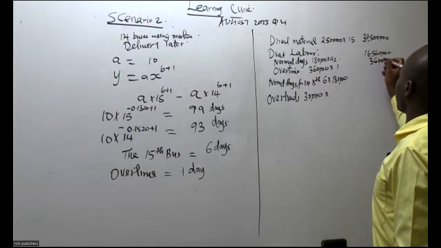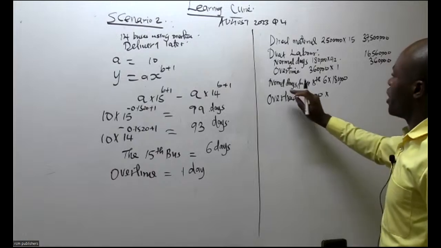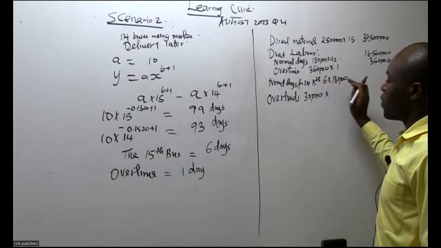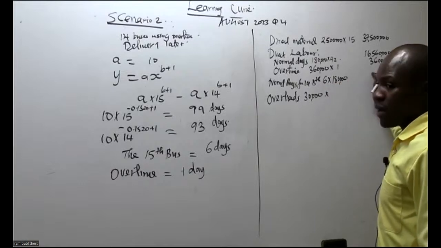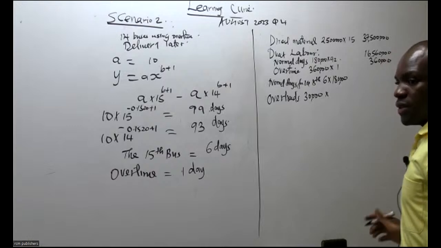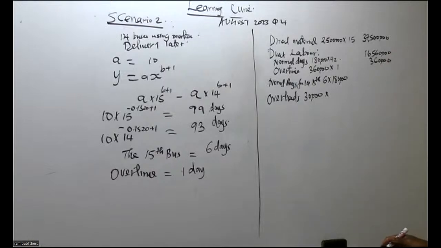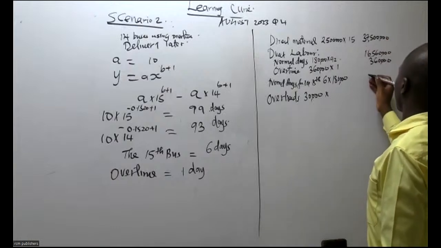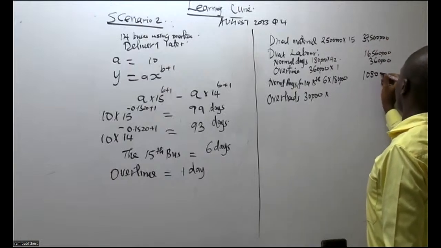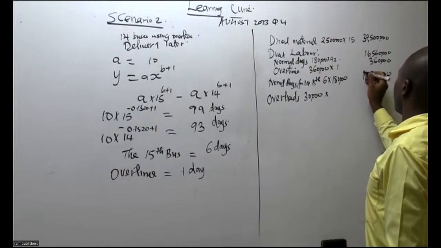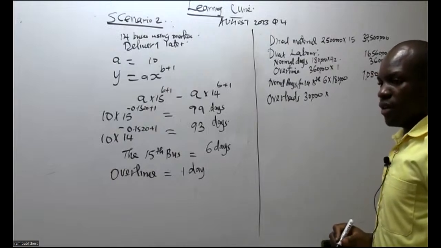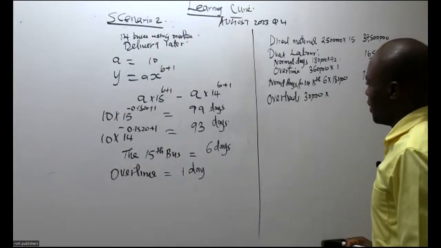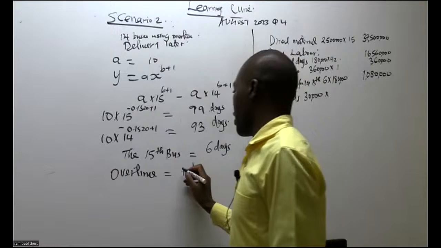Is it? Good. Then normal days for the 15th bus will be 6 days times 180,000. Tunakuwa na ngapi hapa? 6 by 180. Is it 1,080,000? 1,080,000. Good. Now, overtime. This is where I want to see whether people are following what we are doing or they are copying notes.